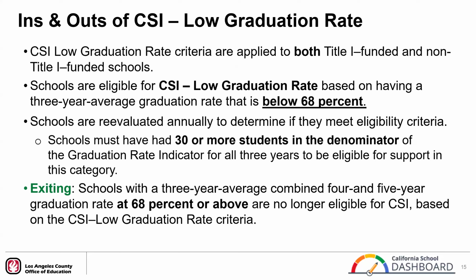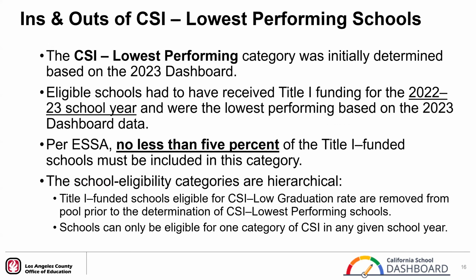How do you exit? You have to get that 3-year average above 68%, and then you're no longer eligible for CSI low grad rate, but you'd be subject to other eligibility criteria. Next slide. The next category identified after low graduation rate is the CSI lowest performing category.